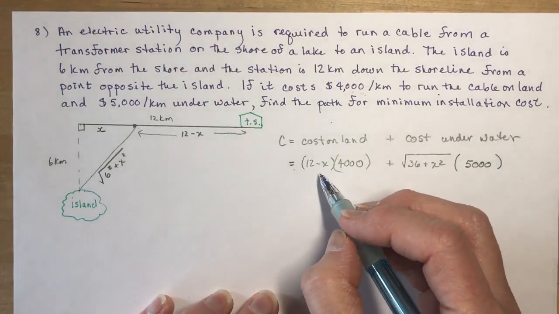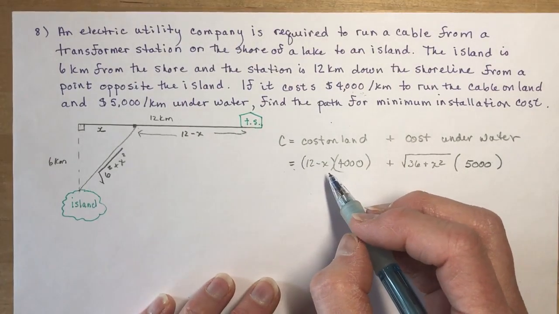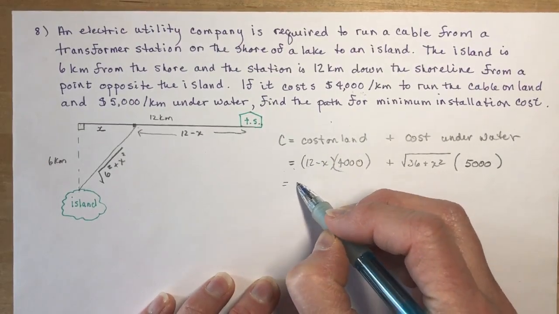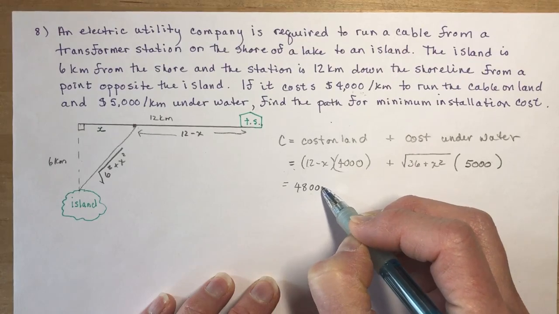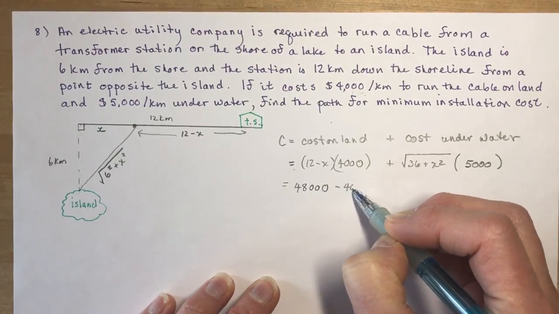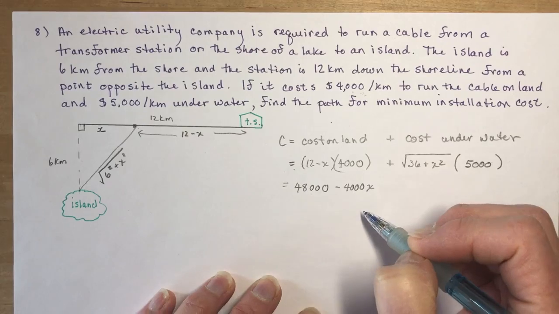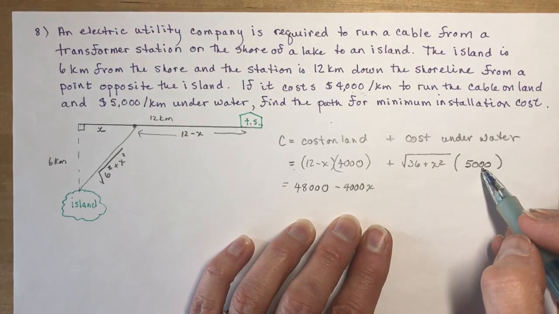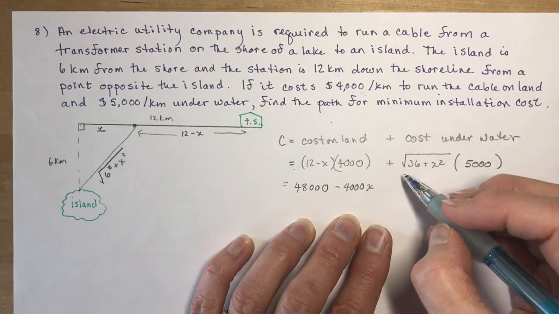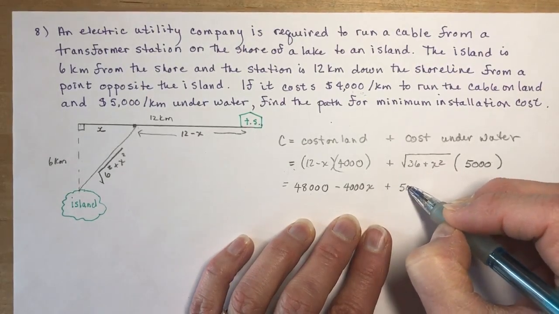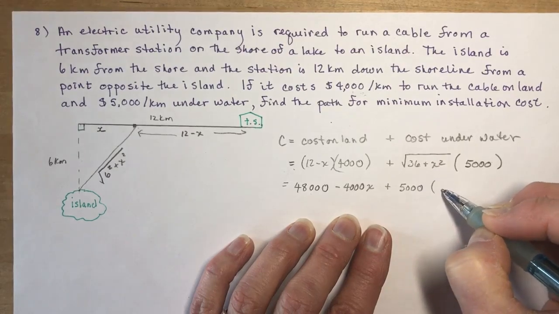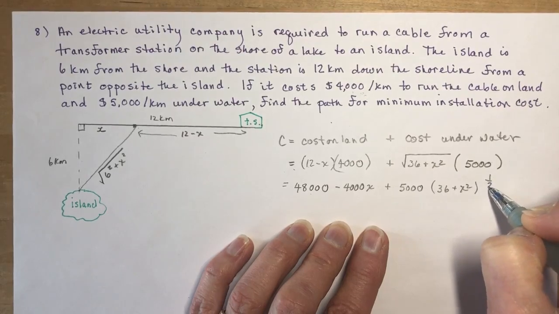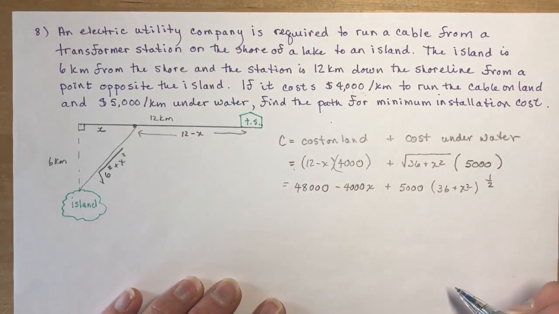Okay, so I'm going to expand and I'm going to simplify here. So I have 4 times 12 is 48,000 minus 4,000x. Now remember, I haven't taken the derivative yet. I'm just simplifying this. And 5,000 times the radical, well, I'm not going to change that. I'm just going to put this out front. And I'm going to write it like this: 36 plus x squared to the half power. Okay, so I'm all set to take the derivative.